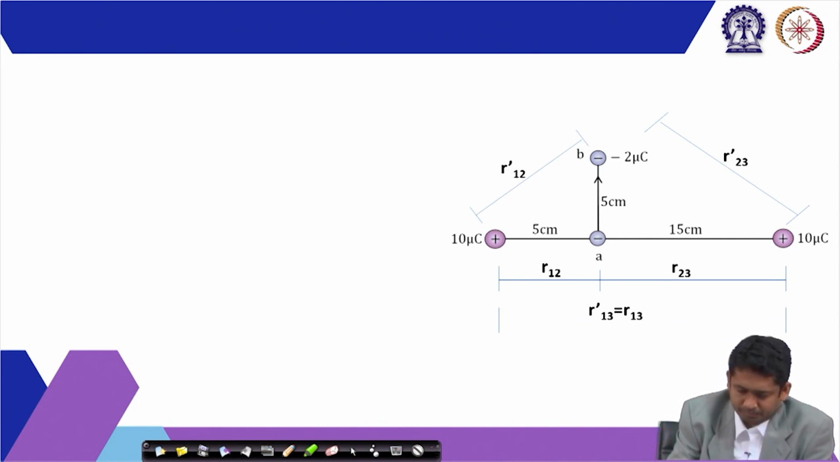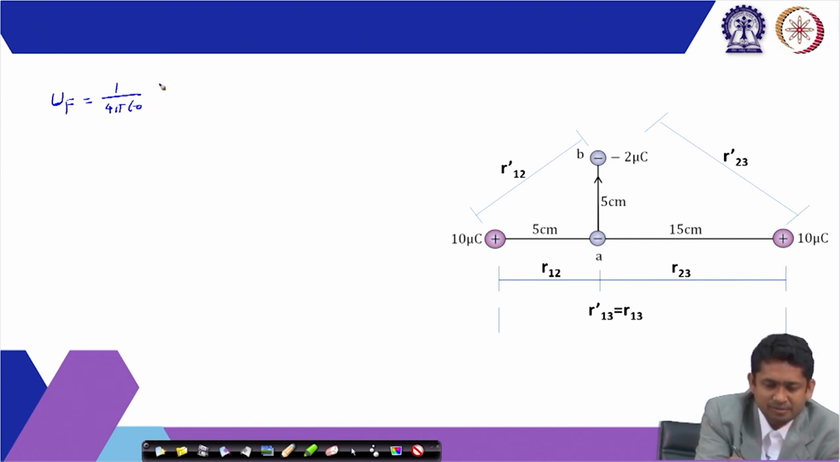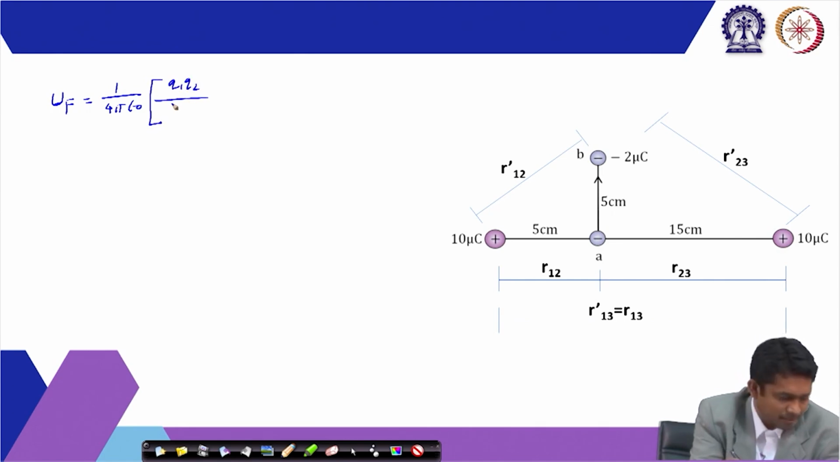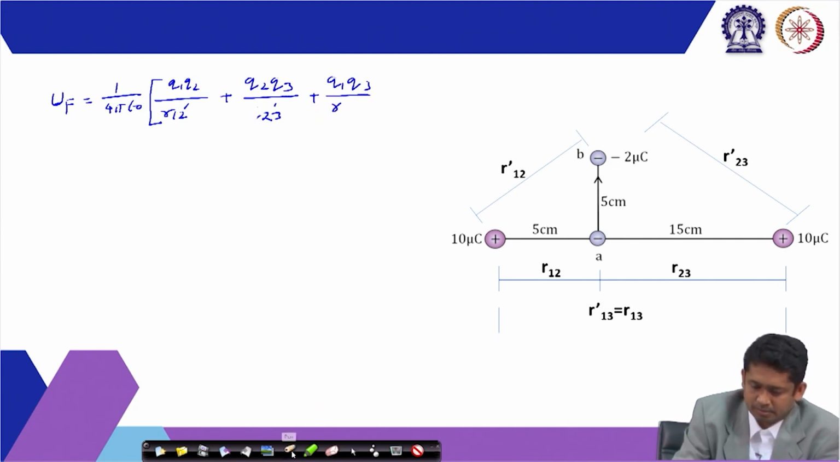To do this, we write a similar expression, U final, equal to 1 by 4 pi epsilon 0, times Q1 Q2 by R12 prime plus Q2 Q3 by R23 prime plus Q1 Q3 by R13 prime.